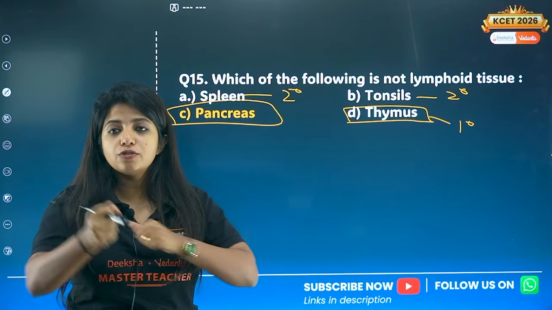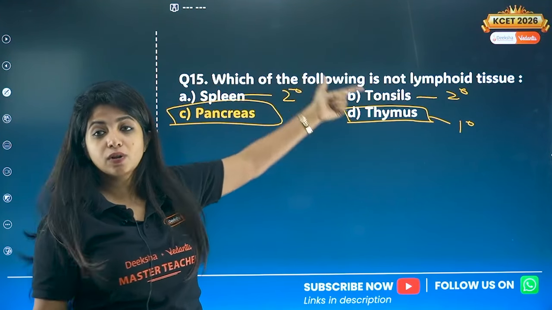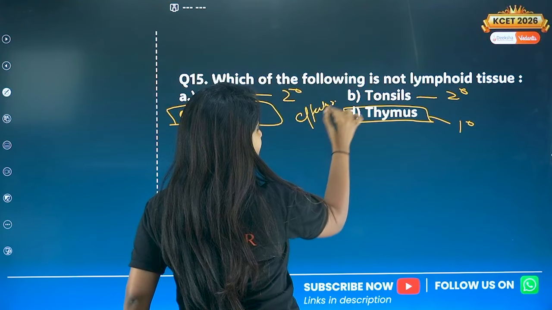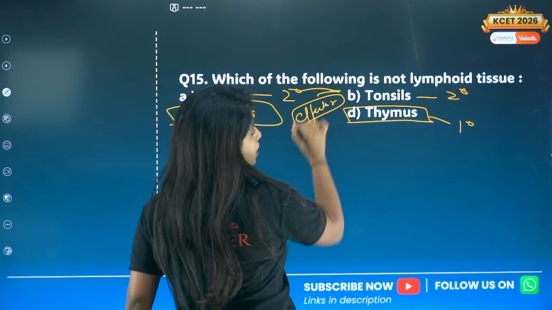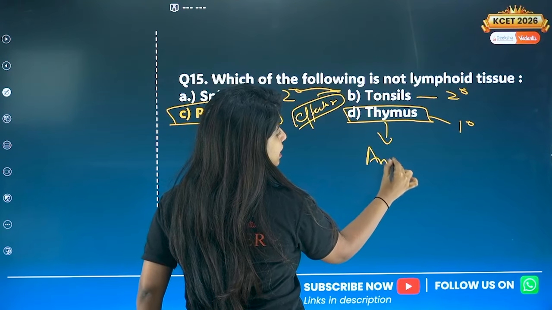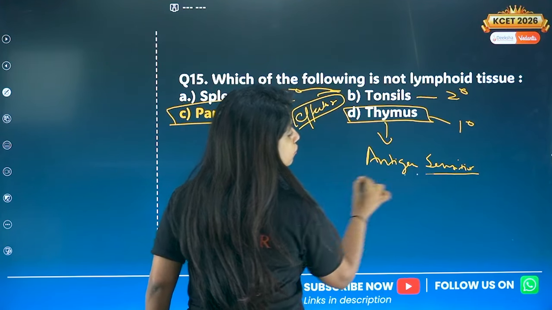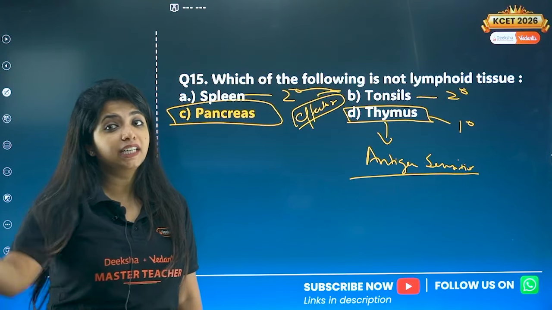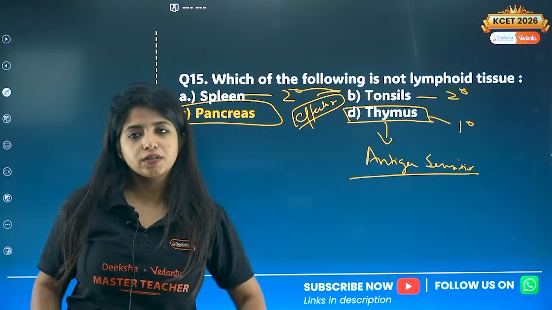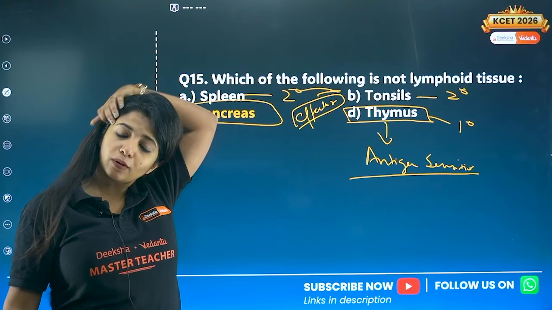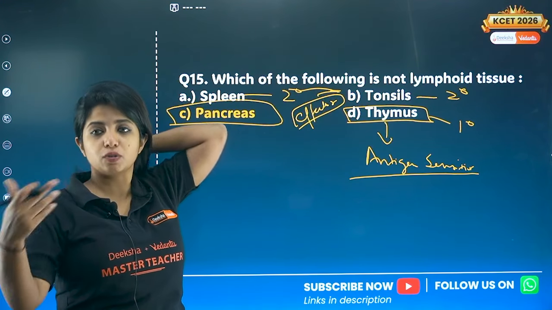Where do they go to act, my dear children? They go to spleen and tonsils, where they become effector cells. So these terms are really important. Effector cells. Where? Here. What happens over here? They become antigen sensitive. They know that I have to be sensitive to this particular antigen and I have to kill it later when I go to the secondary lymphoid organs. That's all. And one more primary lymphoid organ is there, which is known as bone marrow. That is where the cells are being formed as well as matured.